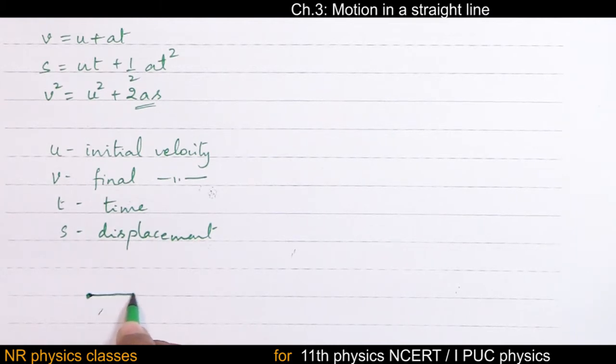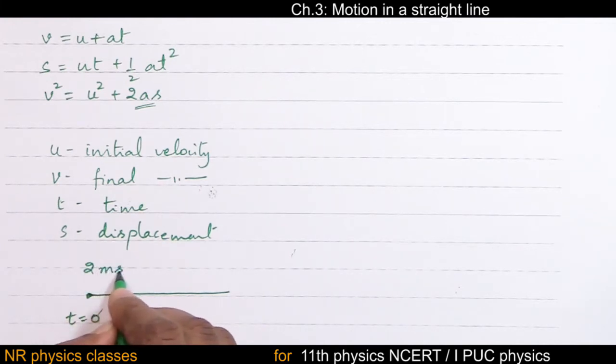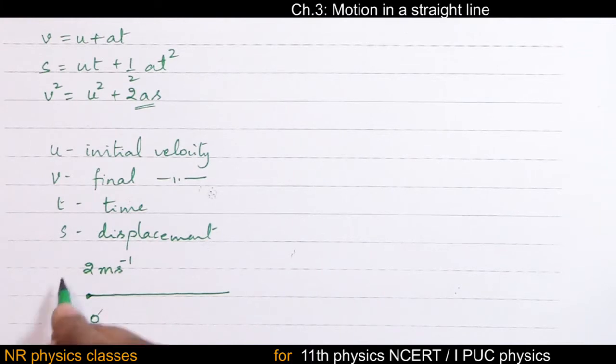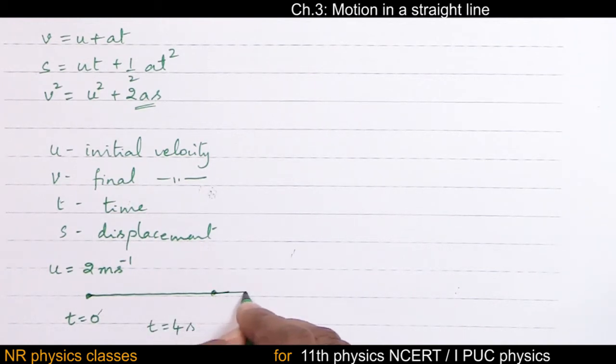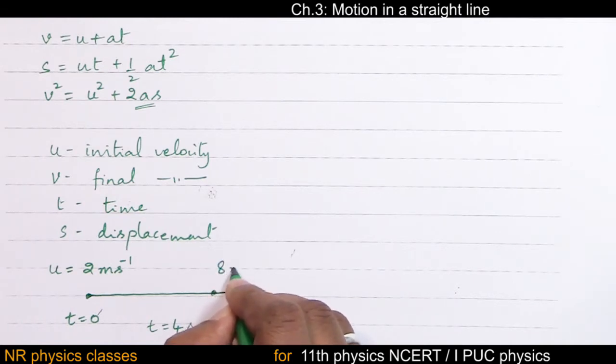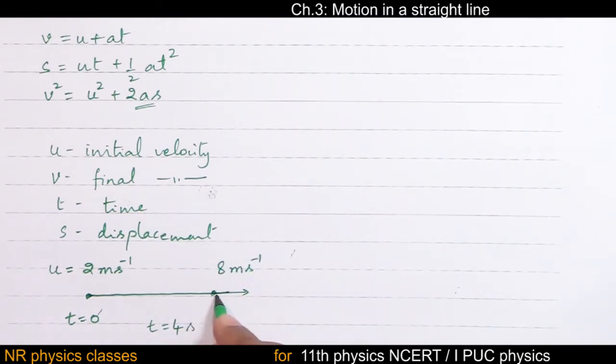suppose a vehicle is moving, at time t equal to 0 it has 2 meter per second, means this 2 meter per second is the initial velocity denoted by u. So velocity at time t equals 0 is called initial velocity. After 4 seconds, t equal to 4 seconds, velocity of the body is 8 meter per second. So at this instant, velocity is 8 meter per second, means this velocity is final velocity.